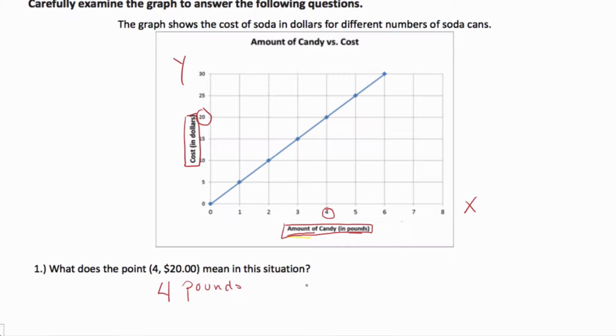So 4 pounds, $20. And this graph is showing us the cost. So we're going to say 4 pounds costs $20. That's what that's showing us. All right, let's take a look at another one.